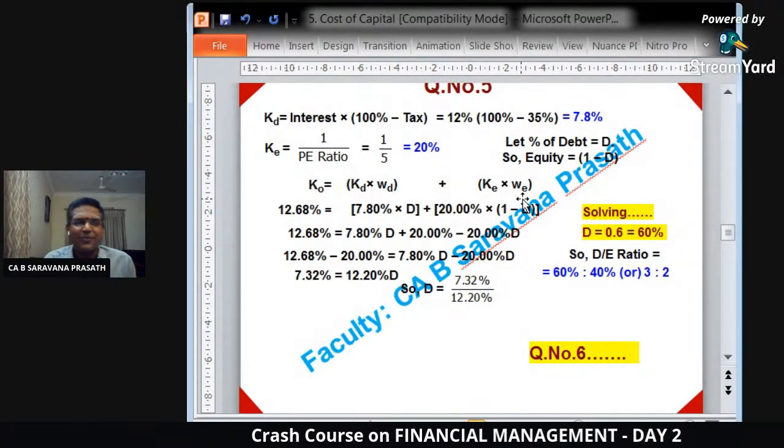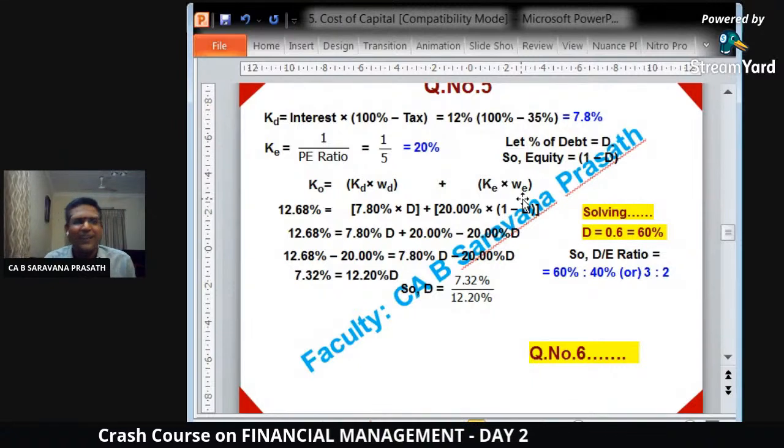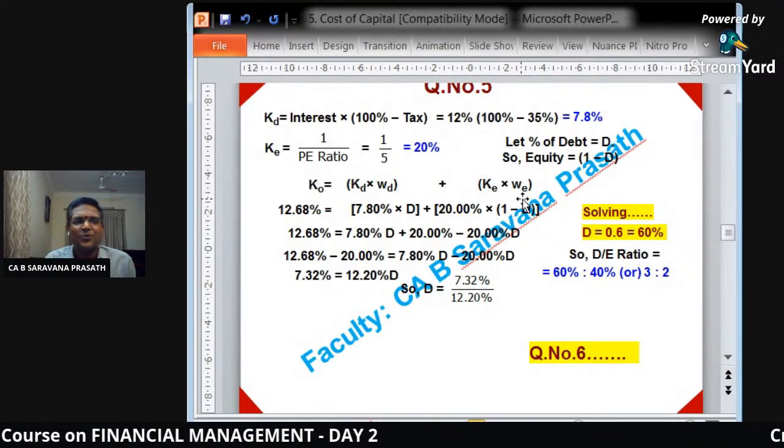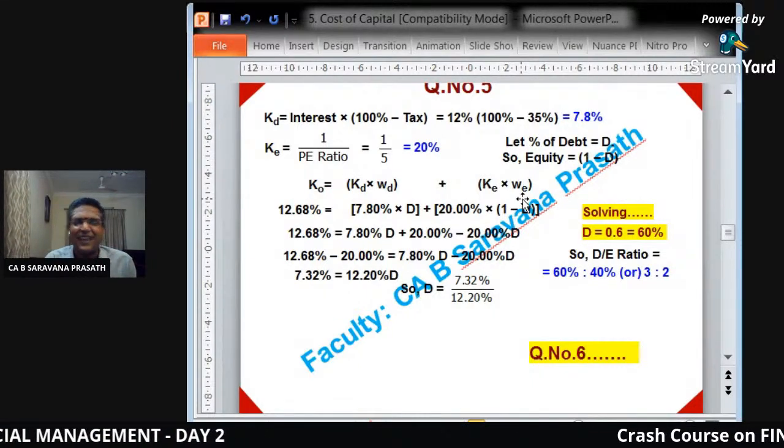A very simple calculation. I would pause for a while so that you will go through this and assimilate what is the calculation.